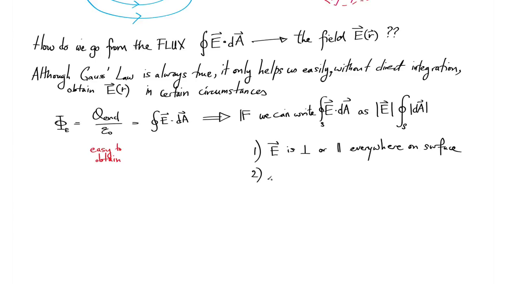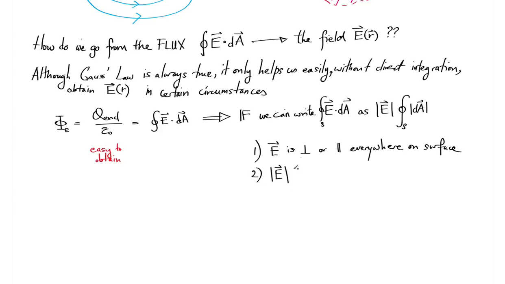Two, the magnitude of the electric field. So you remember, this is a dot product here, right? If it's a dot product and the electric field is changing its direction everywhere with respect to the normal vector on the surface, then that's kind of hard to evaluate. But if the electric field is exactly parallel or exactly perpendicular everywhere on the surface, if it's exactly perpendicular, E dot dA is just basically E times dA, because the vectors are basically parallel. If E is parallel to the surface, that means the normal vector is perpendicular. E dot dA is 0. Okay.